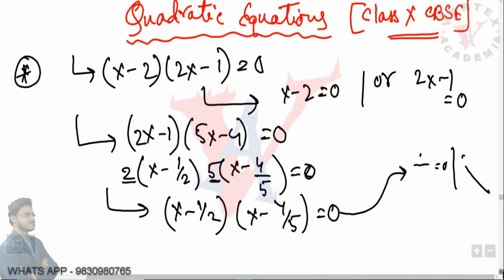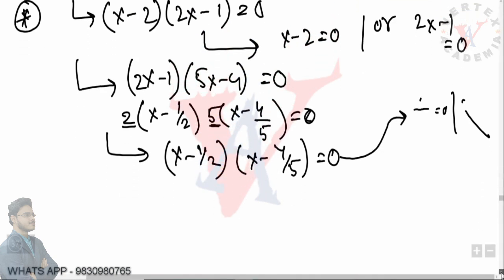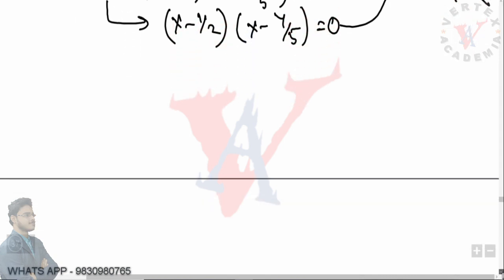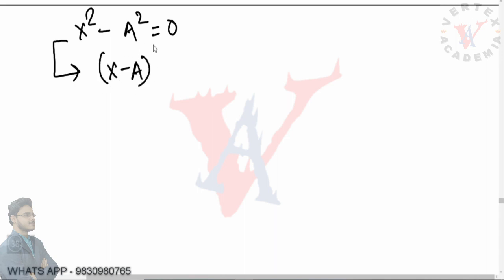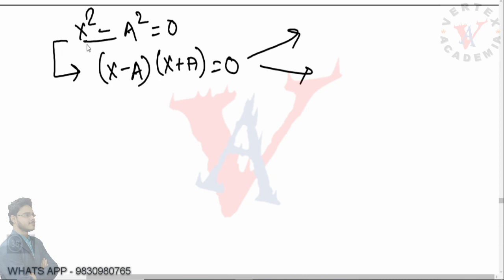So let's consider a case. For example, while solving an equation, you encounter a step like x square minus a square equals 0, where a is a constant. So this is very simple. What you will do is, by the formula, x square minus a square gives x minus a into x plus a equals 0, and from here you will get the two solutions. So whenever this step comes, we can do this.